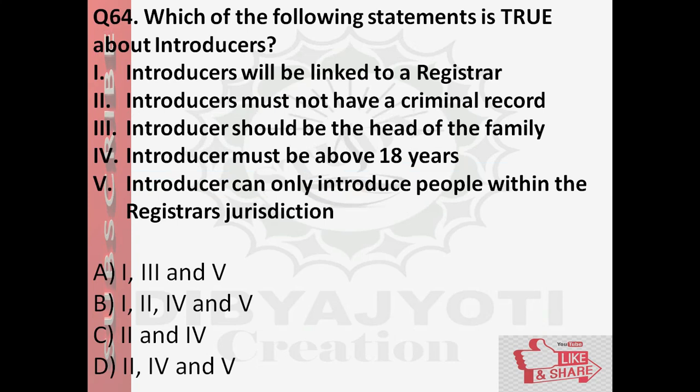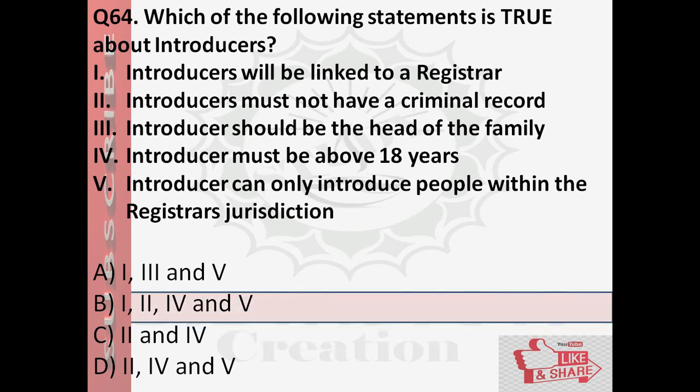Question number 64. Which of the following statement is true about introducers? Option 1. Introducers will be linked to a registrar. Option 2. Introducers must not have a criminal record. Option 3. Introducer should be the head of the family. Option 4. Introducer must be above 18 years. Option 5. Introducer can only introduce people within the registrar jurisdiction. And options are option A 135, option B 1245, option C 24, option D 245. And answer is option B 1245.